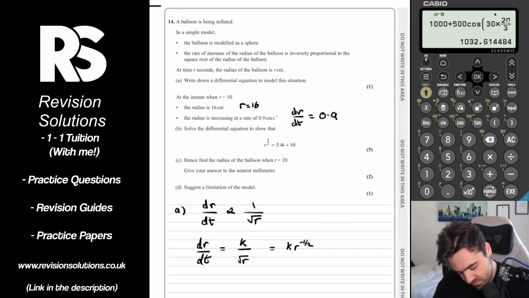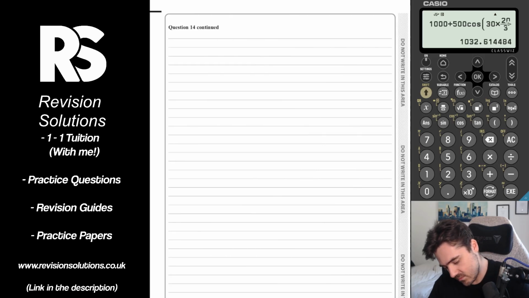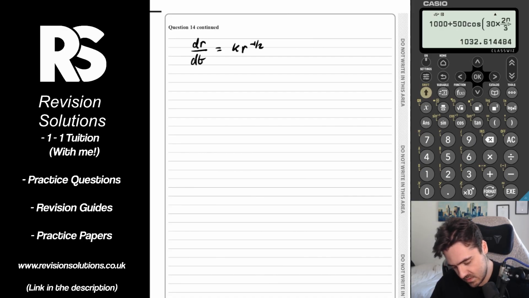So continuing on from there, let's just write the differential equation again out over here. dr by dt equal to k r to the minus half. So to solve this, we need to think of it as a differential equation. So we'll bring the r to the half to the left-hand side. If I multiply both sides by r to the half, that would leave us with r to the half dr, and then move the dt to the other side. That would be equal to k times dt. Then we need to integrate both sides to solve.